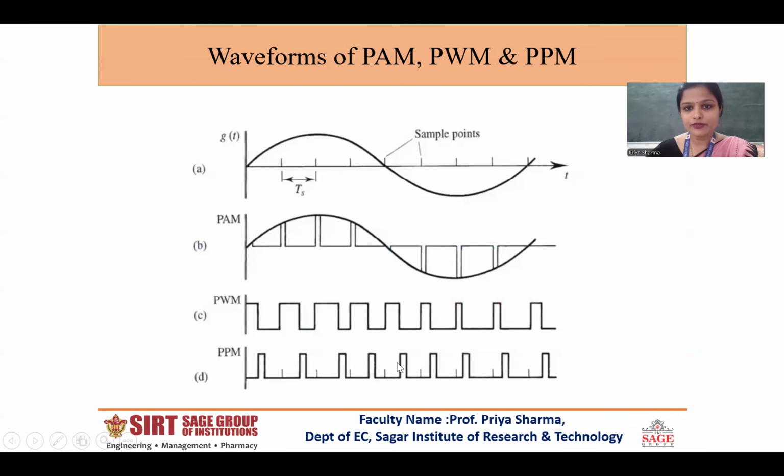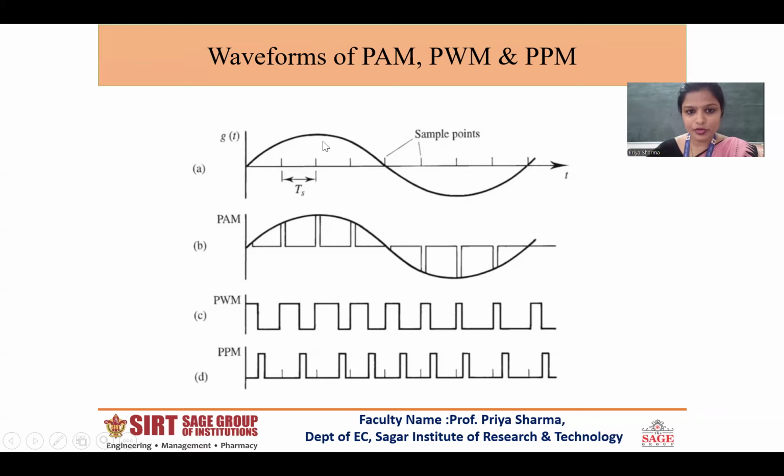So these are the waveforms of pulse amplitude, pulse width, and pulse position modulation. This is the message signal which we send, and we send a train of pulses like this for the carrier signal. In pulse amplitude modulation, you can see the amplitude changes in accordance with the message signal. In pulse width modulation, the width of the pulses changes.